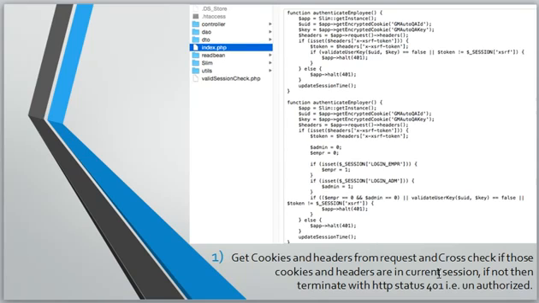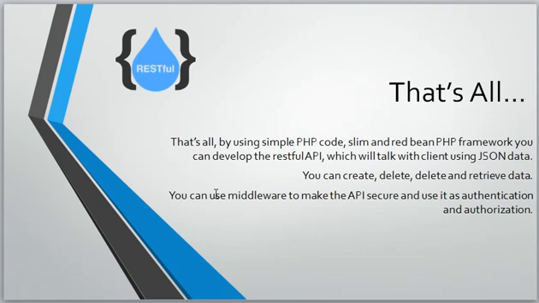That's all. By using simple PHP code, Slim and Red Bean PHP framework you can develop the RESTful API, which will talk with the client using JSON data. You can create, delete and retrieve data. You can use middleware to make the API secure and use it for authentication and authorization.